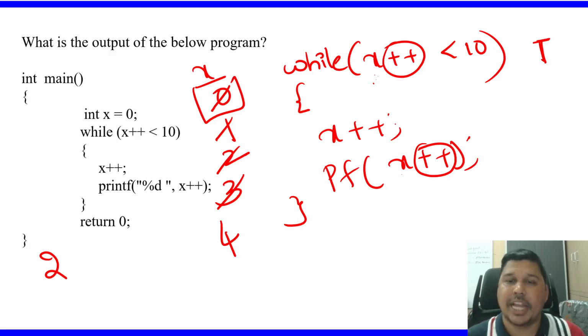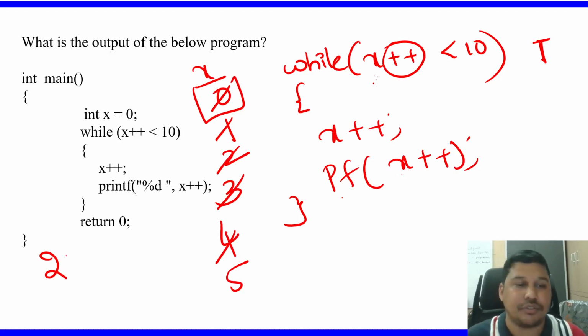Now enter x++. Because of this, it becomes 5. Now printf x++. This is post increment. Don't increment it. First print the value of x, that is 5.